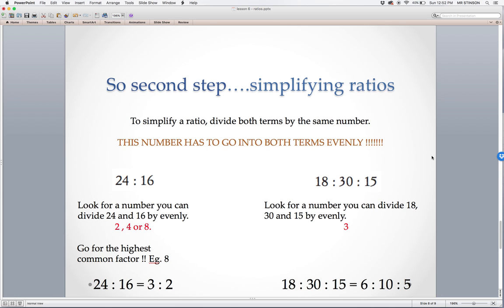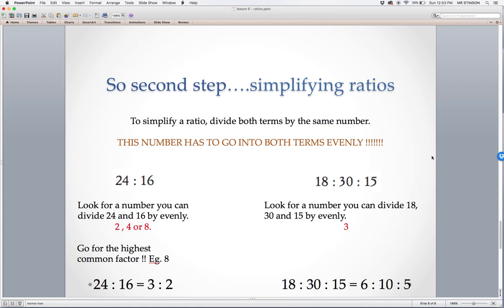The next thing we need to look at this lesson is simplifying ratios. This is very similar to fractions. The rule states that to simplify a ratio, we simply divide both terms by the same number. And remember, this number has to go into both terms evenly. So let's look at the example below on the left-hand side. We have been asked to simplify the ratio 24 to 16. First step, look for a number that you can divide both of these terms by evenly.